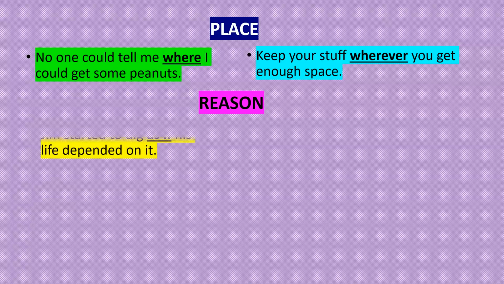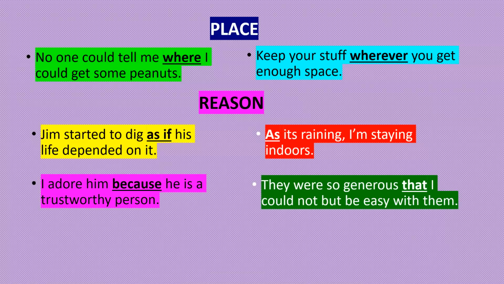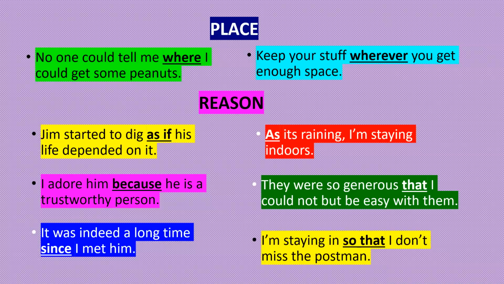Next is reason. These subordinating conjunctions provide a reason or an explanation as to why something happened. First, as if: Jim started to dig as if his life depended on it. As: as it's raining, I'm staying indoors. Because: I adore him because he's a trustworthy person. That: they were so generous that I could not but be easy with them. Since: it was indeed a long time since I met him. So that: I'm staying in so that I don't miss the postman.